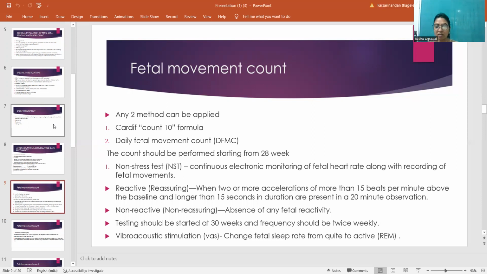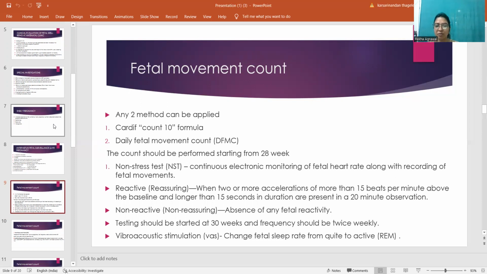So non-reactive, that is the non-reassuring. Non-reassuring means we are having some signs of danger, that the fetus is in distress. So absence of any fetal reactivity. Then testing should be started at 30 weeks, as I have told you, because fetal movements are very well appreciated at 28 or 30 weeks. So they should be started at 30 weeks and the frequency should be twice weekly.